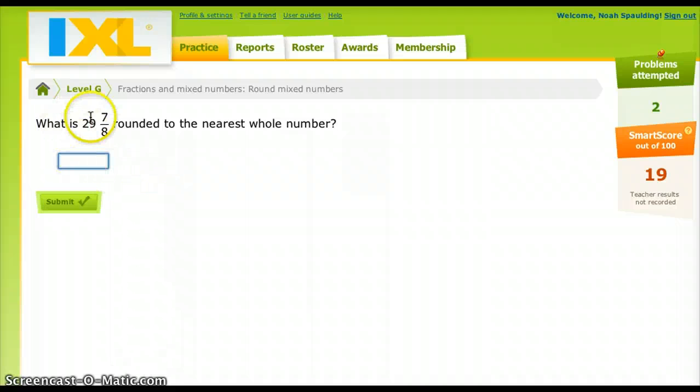Okay, next we have 29 and 7/8 rounded to the nearest whole number. Because this is 29, there's your whole number, so it's either going to be 29 or you would go up to the next one, which is 30. You look at the fraction, that's 7/8, which is way more than half, so we know we go up to the next whole number after 29, which is 30.